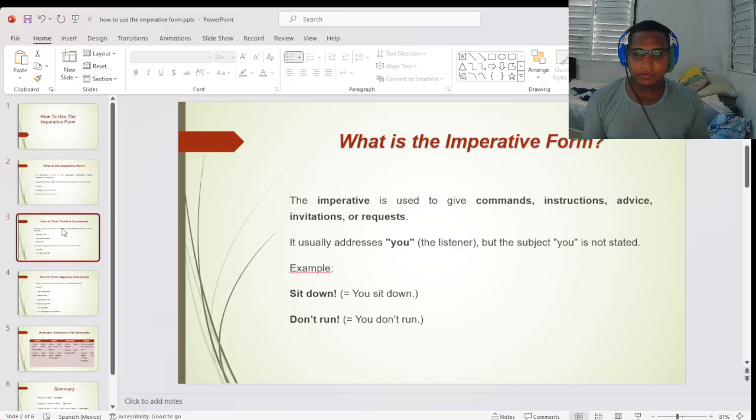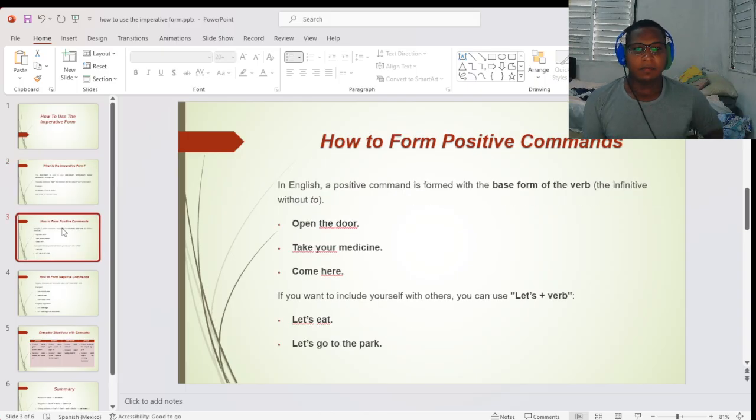Now we are going to talk about how to use the form in a positive command. In English, a positive command is formed with the base form of the verb, the infinitive, without to. Open the door, take your medicine, come here. If you want to include yourself with others, you can use let's plus verb. For example, let us eat or let's eat. Let's go to the park.